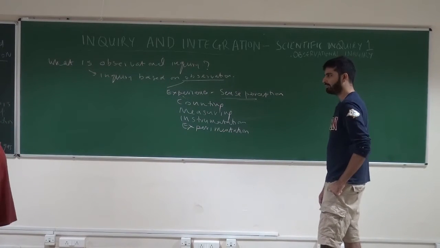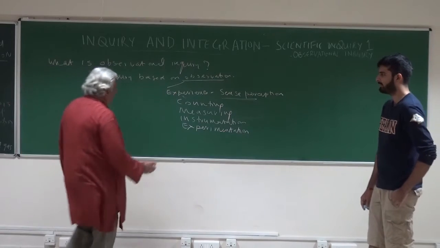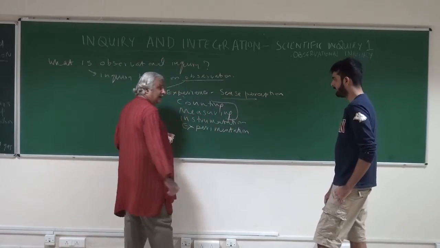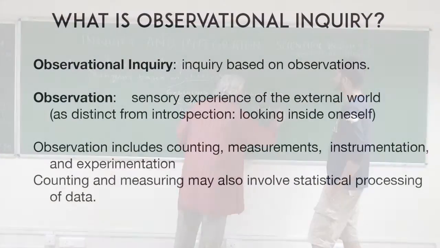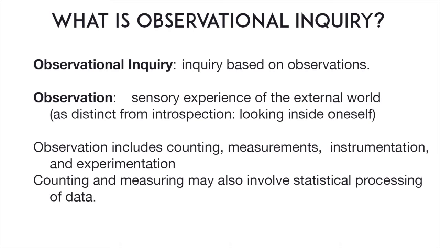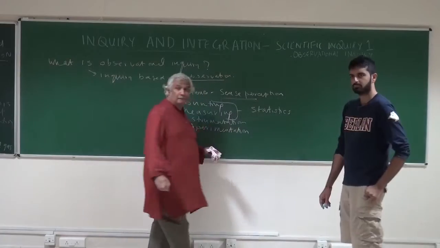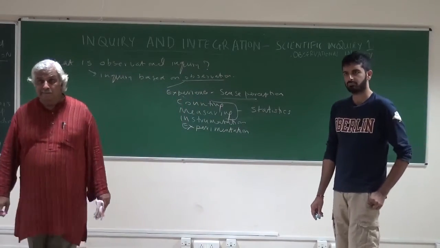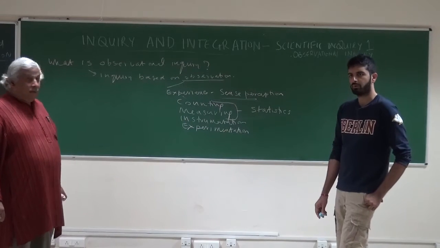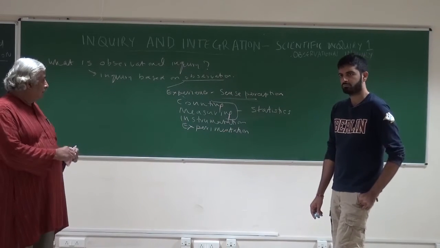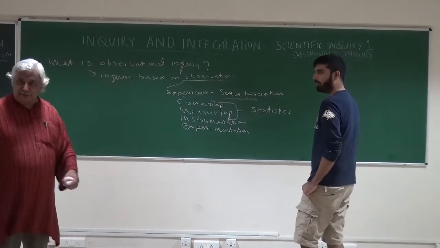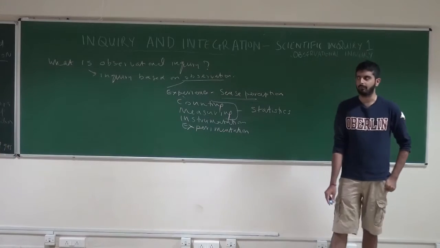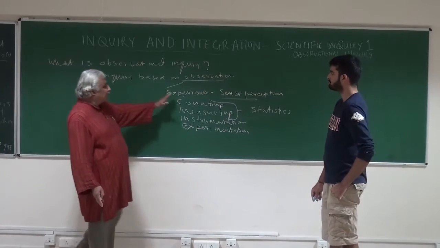Don't you use statistics in observational inquiry? That seems like an obvious one. Yes, if you're doing counting and measuring, quite often there will be variability, and that would mean statistics. But when you say statistics, statistical numbers, is that observation or are you going beyond observation? You're doing something to your observation. That's true. Processing the observation, that's where stats is necessary.